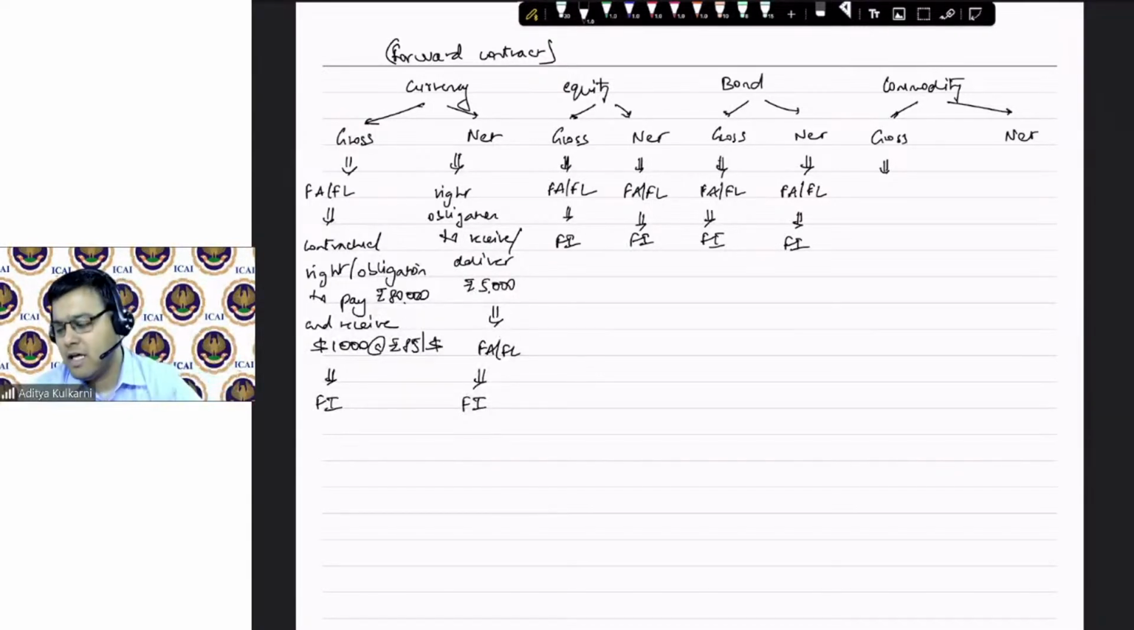So under gross settlement, what are you going to do? You will go to, let us say, Tanishq, and present the contract and say, look, as per the contract, I have to pay you 55,000 rupees and you will give me gold, which is today valued at 61,000 rupees. And Tanishq has to fulfill the obligation.